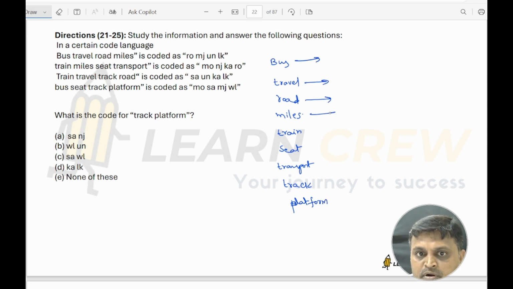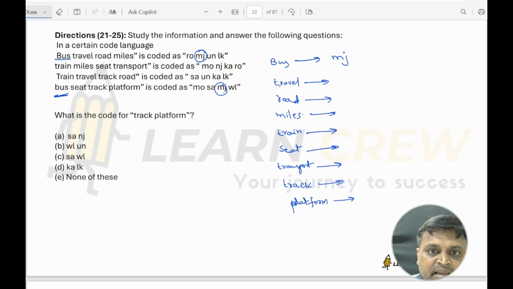So, what is the code for bus? Bus is there in the first one and last one. In the first one and last one, what is common? MJ is common in the first and last. So, bus is MJ. And travel, road: travel and road are there here as well as here. So, for travel and road, we will get codes. Then next is miles.